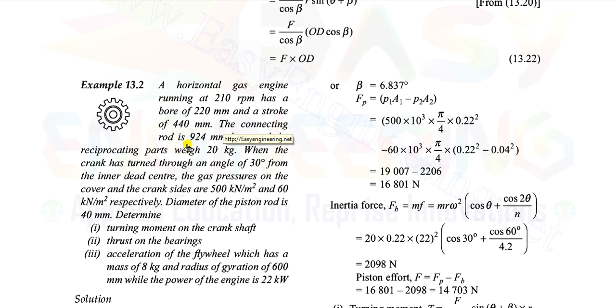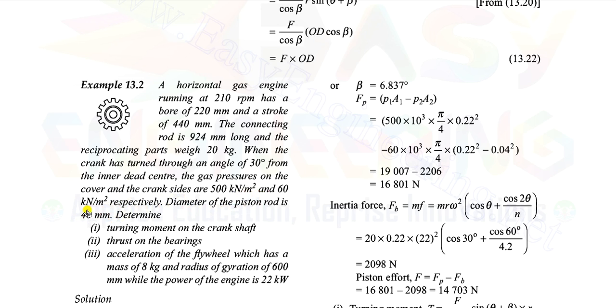440 mm. The connecting rod is 924 mm, means L is equal to 0.924 meter long, and the reciprocating part weight is 20 kg. Mass is equal to 20 kg. When the crank has turned through an angle of 30 degrees from the inner dead center, means theta is equal to 30 degrees. The gas pressures on the cover and the crank sides are 500 kilonewton per meter square and 60 kilonewton per meter square. The diameter of the piston rod is 40.